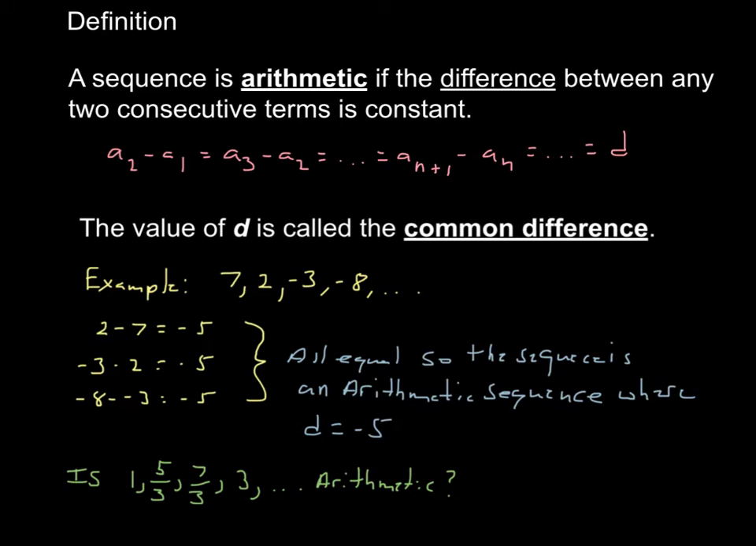What I'd like you to do right now is look at another sequence: 1, 5/3, 7/3, 3, and so forth. I would like you to determine if that is arithmetic. So pause the video and identify the differences between the consecutive terms. If they are the same, then it is an arithmetic sequence, and you'll tell me what d is. If they're different, then the sequence will not be arithmetic. Pause the video right now and determine if this sequence of 1, 5/3, 7/3, and 3 represents an arithmetic sequence.